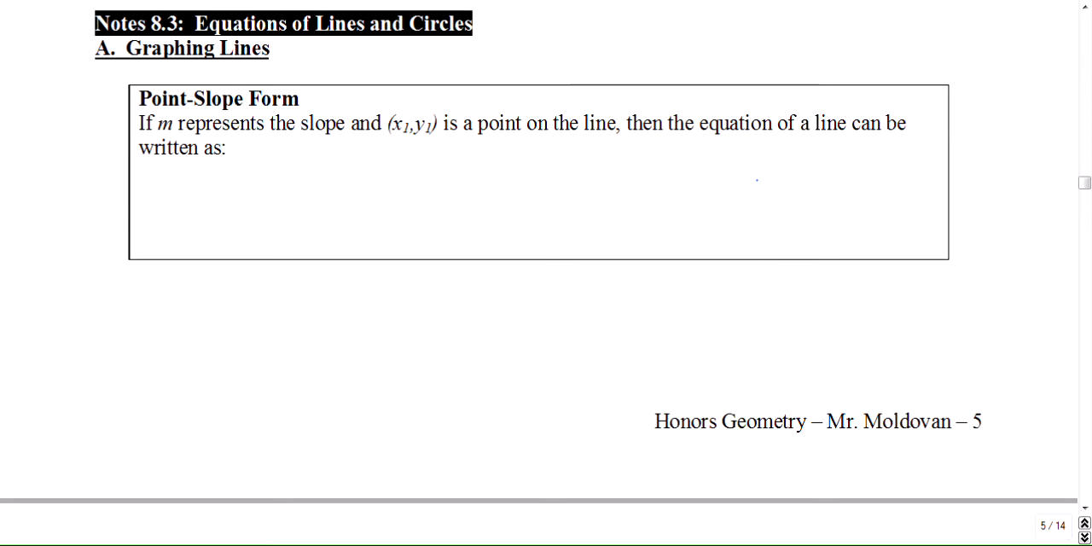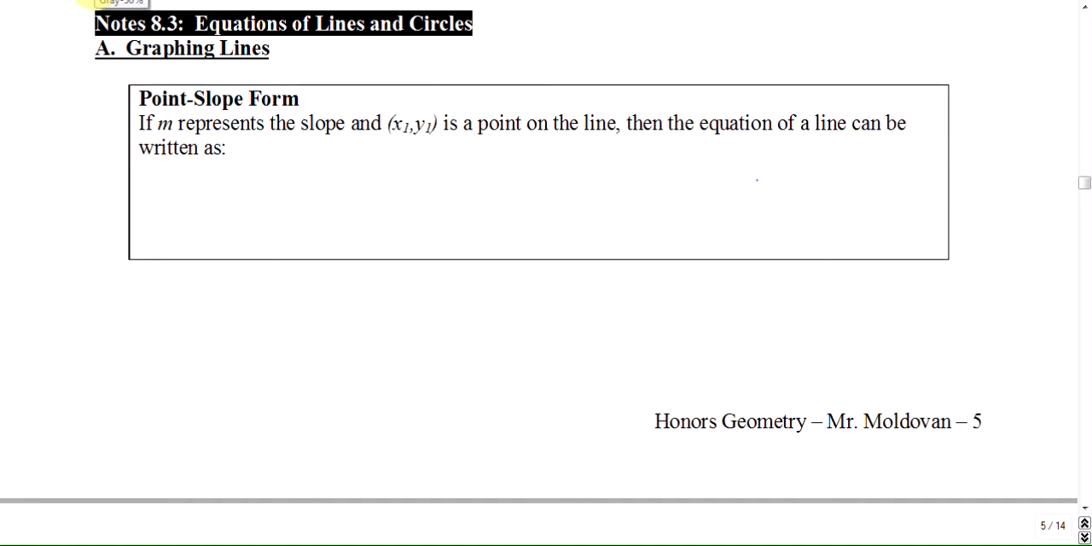This is the third lesson in Chapter 8, which covers equations of lines and equations of circles. We're going to focus on equations of lines. For the most part, this should again be a review of Algebra 1, and we'll put a geometry spin on it towards the end of this. There are different ways to write the equation of a line.